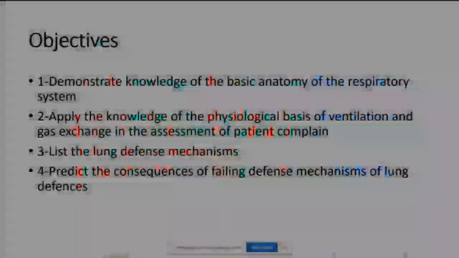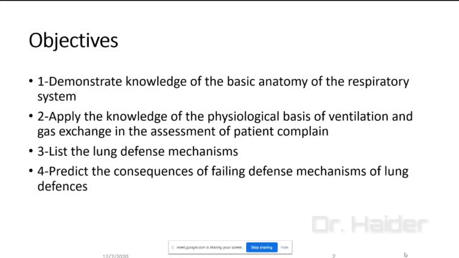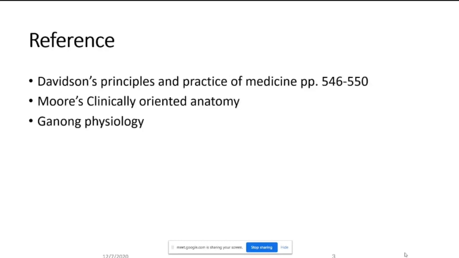Phases of ventilation and gas exchange in the assessment of a patient complaint. Then other things that I want you to read are the lung defense mechanisms and what would happen as a consequence of failing defense mechanisms of the lung. The reference is Davidson's Principles and Practice of Medicine.